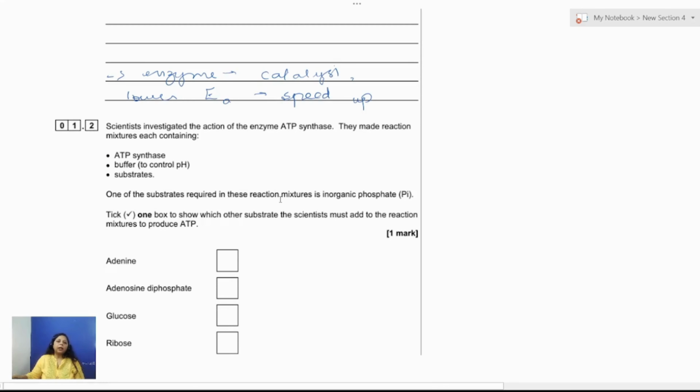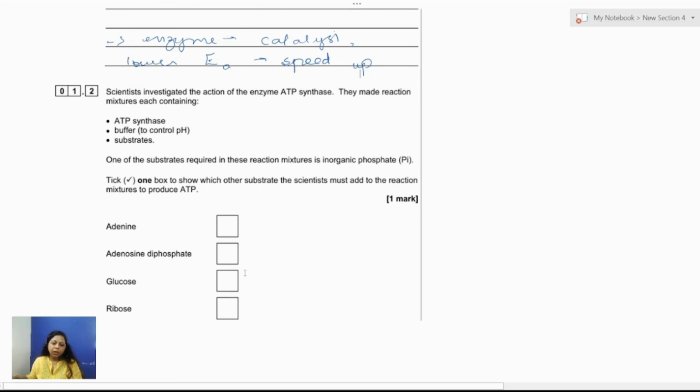So the next one: scientists investigated the action of the enzyme ATP synthase. They made a reaction mixture containing ATP synthase, buffer, and a substrate. Tick one box to show what other substrate the scientist must add to the reaction to produce ATP.